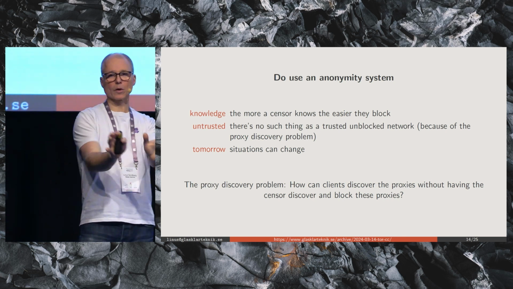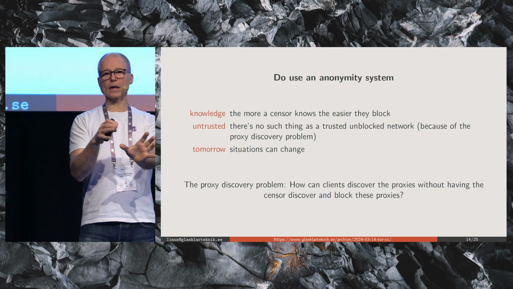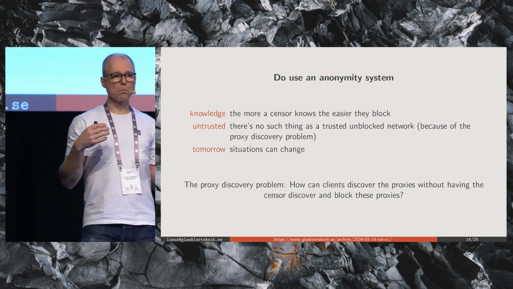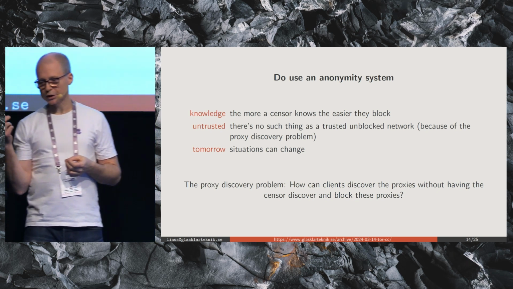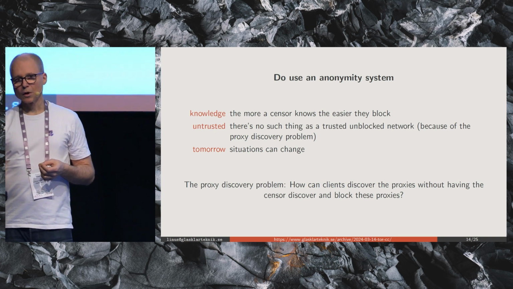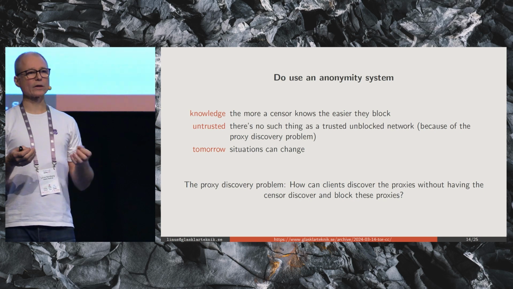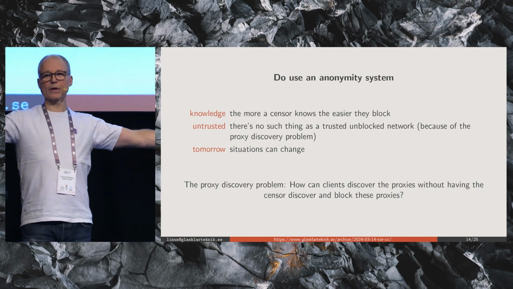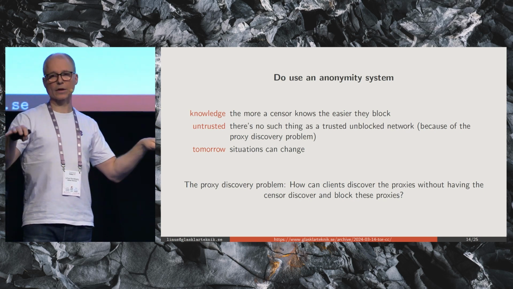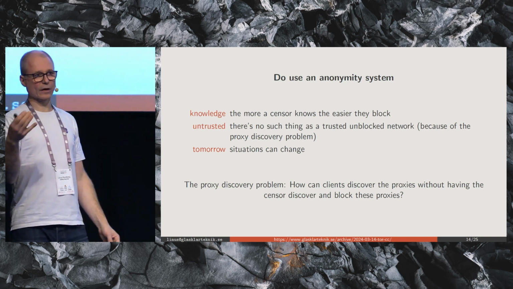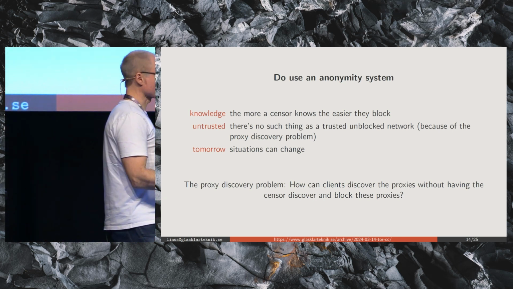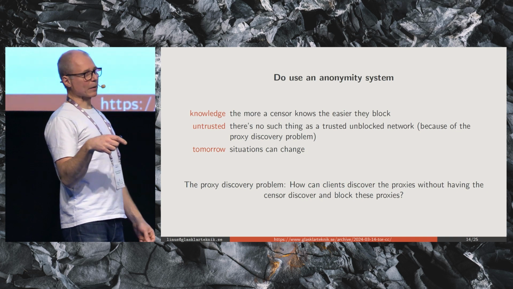If it has the common denominator, the sensor might find that and just block that wholesale. So most of the successful anti-censorship systems are run on a volunteer basis, because then you can have lots and lots of them, and they can be very, very diverse. So it's hard to find the pattern, and therefore hard to identify them as proxies. And of course, what is true today might not be true tomorrow.